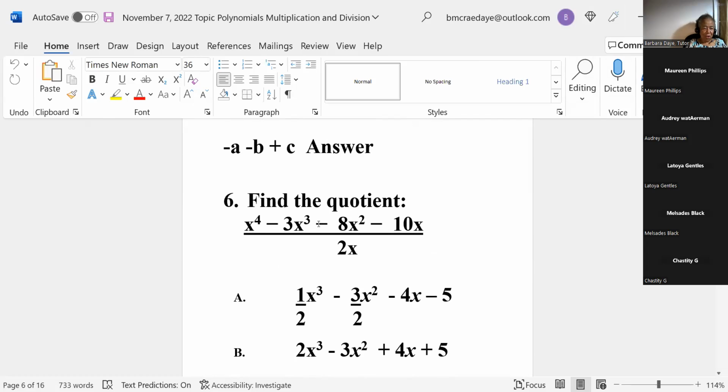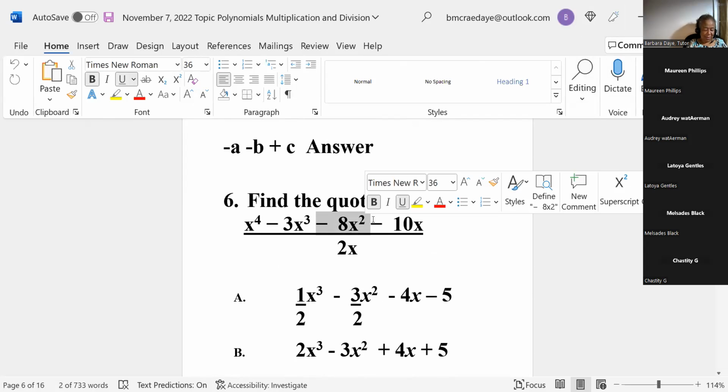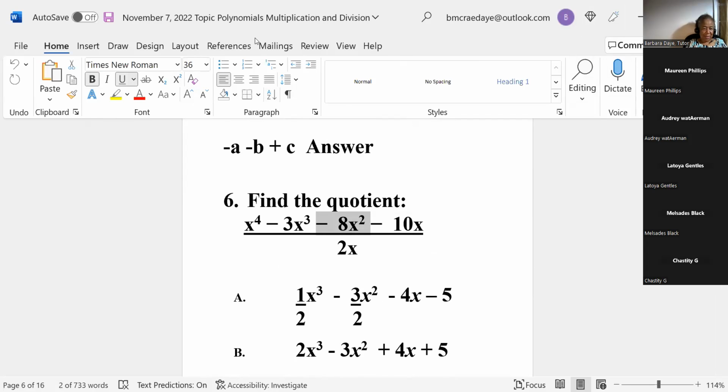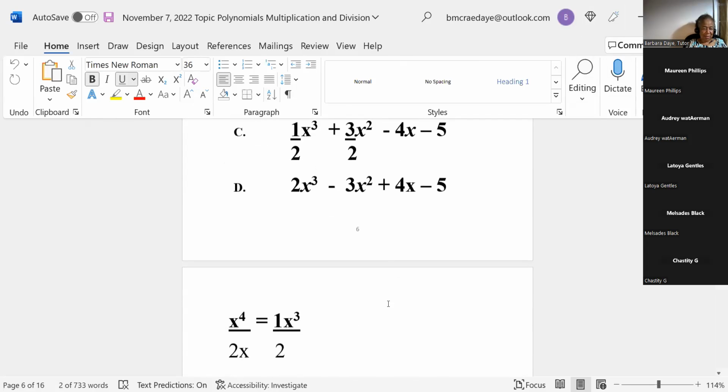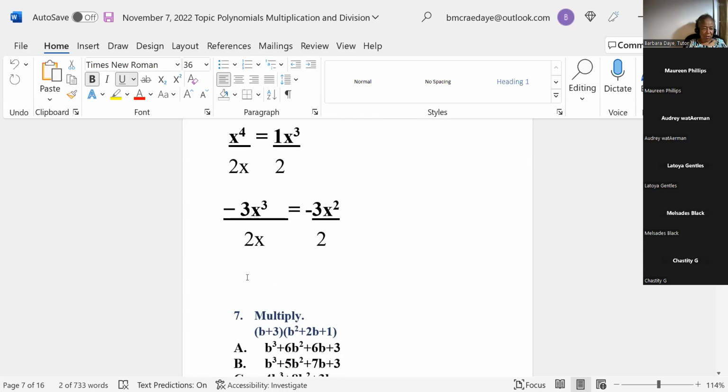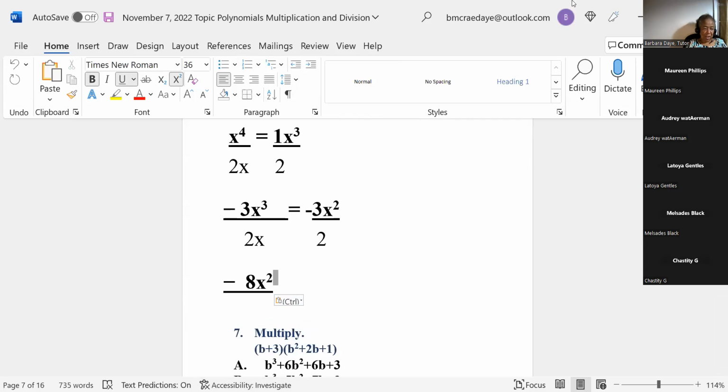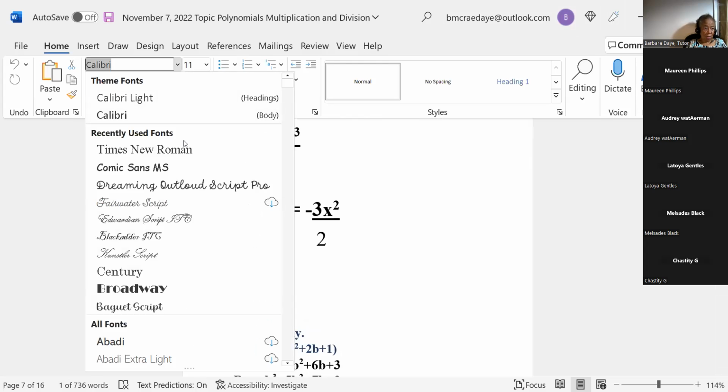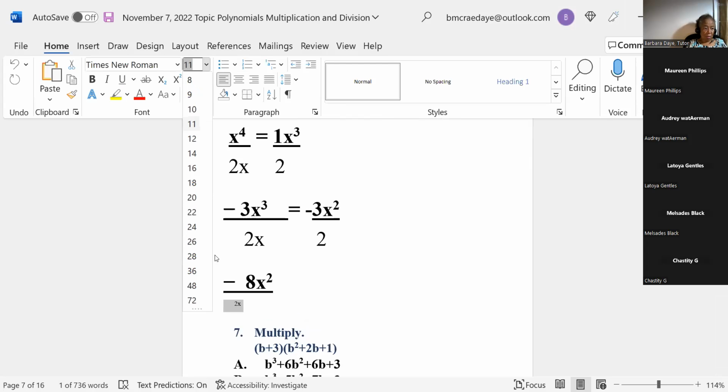That's our third term. Let's take the minus 8x to the second. The 8 is negative and the 2 is a positive. That's right, so you carry the sign. Latoya's giving you good advice. Make sure you put those signs there. And this is divided again by the same 2x, right? Make that bigger. Okay, there we go.